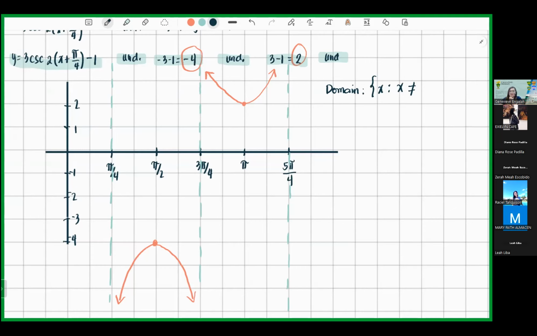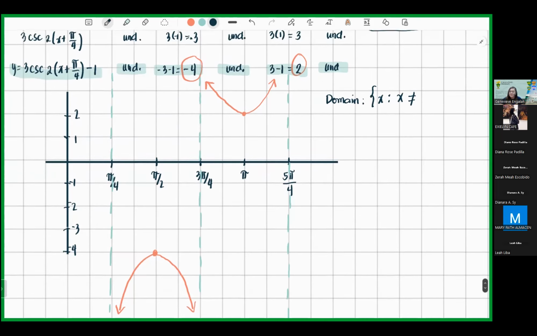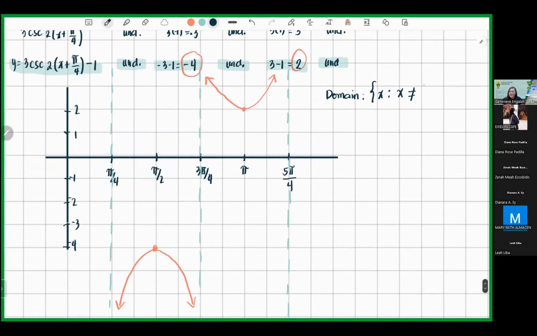Oh, 7 pi over 4. What pattern do you see? 1, 3, 5, 7, then 9, then 11. What are they? Odd numbers. So that is pi times k over 4, since the denominator is 4, for the vertical asymptotes such that k is an odd integer.